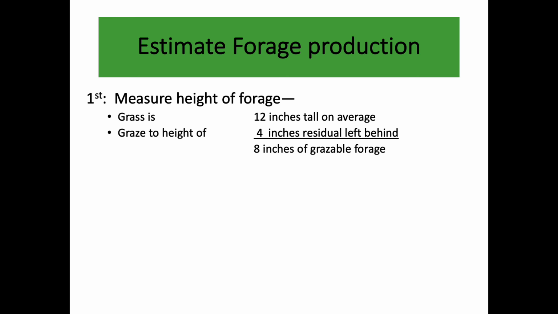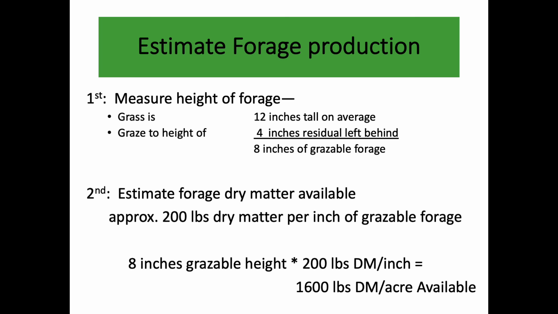So we know how much our animals need to eat or are going to eat. Now we need to estimate how much forage production we actually have. There's a few ways that we can do that. If we are going to measure the height of our forage, and you guys will practice this out in the field with grazing sticks, say just hypothetically our grass is 12 inches tall, and we're not going to take everything off. We want to leave a residual height of about 4 inches of forage. Then we had 8 inches available to graze.